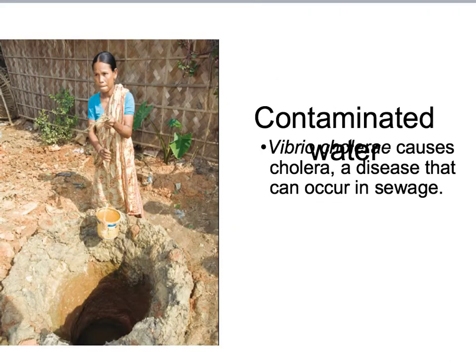Bacteria such as Vibrio cholerae are excreted from the body via the digestive system. When it leaves the body, if it enters water, it can contaminate it, and we will get lots of Vibrio cholerae bacteria within that contaminated water. Now, this contaminated water, if ingested, can go on to cause the disease cholera.